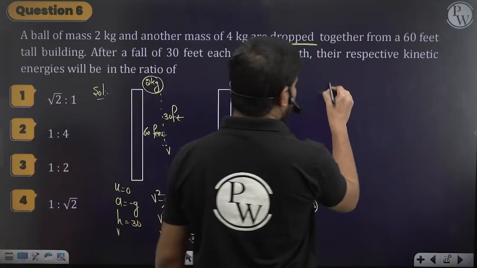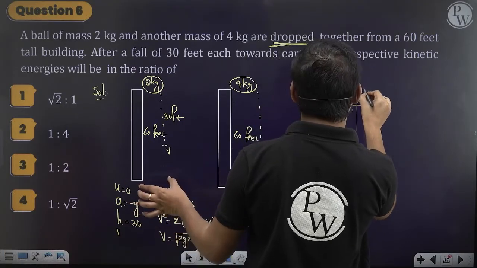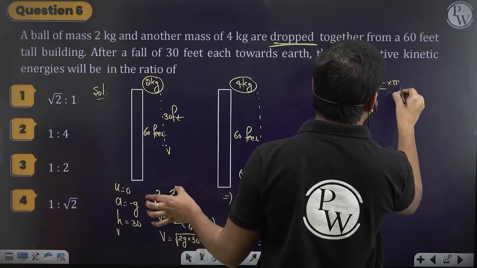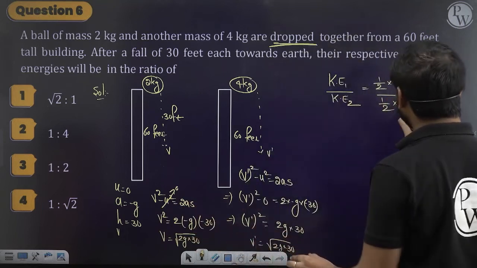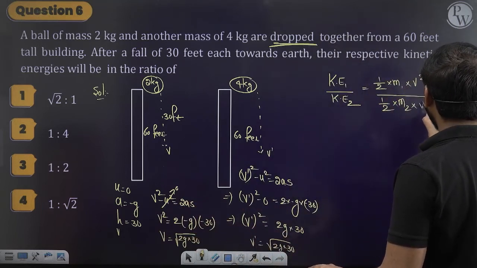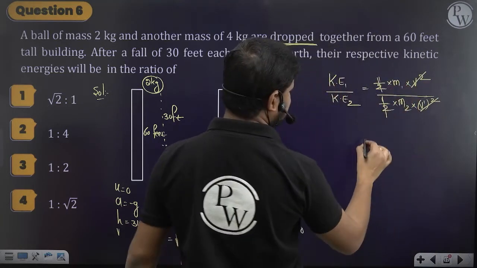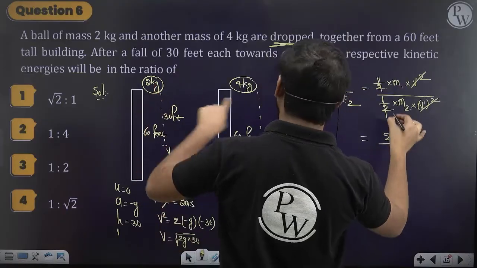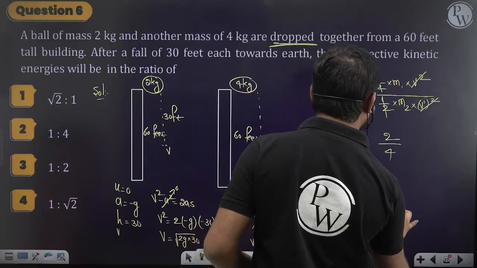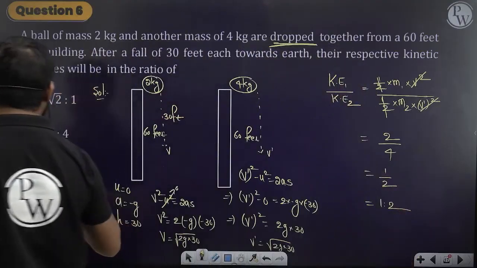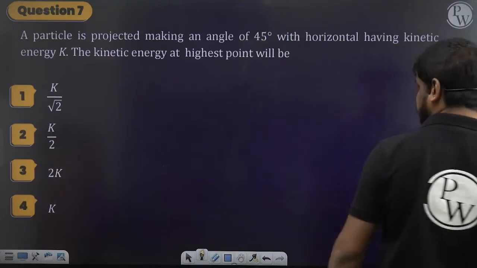Now the ratio of their kinetic energies, the kinetic energy of 1 to the kinetic energy of 2. The first body's kinetic energy is half into its mass m1 into its velocity v square, by half into the second body's mass m2 into its velocity v dash square. Here v dash and v are the same, so they get cancelled. Half gets cancelled. m1 is 2, m2 is 4. So 2 by 4, which is 1 by 2. That means the kinetic energy ratio is 1:2. Option 3 is the correct one, guys. Understood? Clear? So let's see the next question.